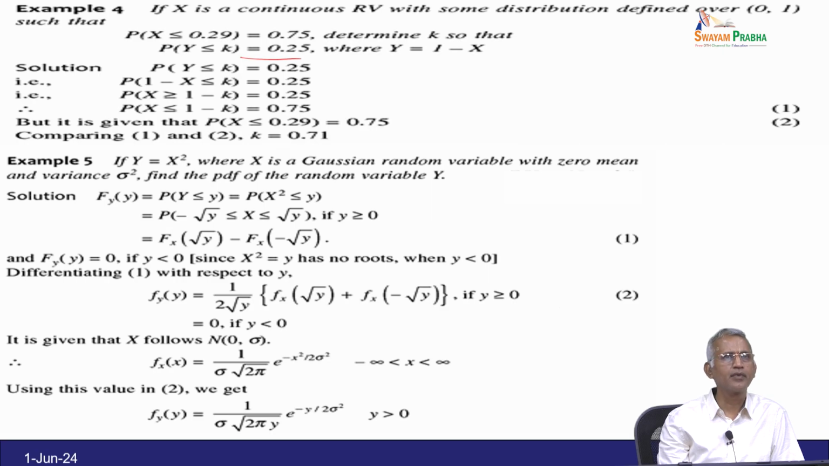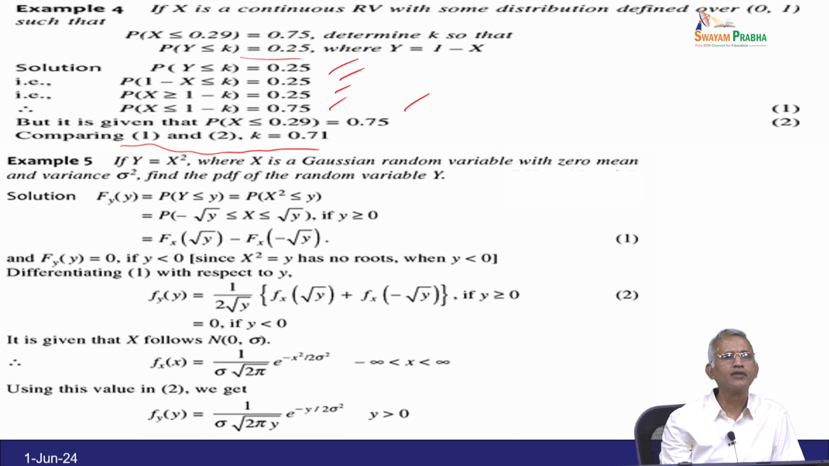So, the solution is probability of y less than or equal to k is 0.25, and therefore, this can be written as capital Y is 1 minus x, because x plus y equal to 1. Therefore, y equal to 1 minus x less than or equal to k equal to 0.25. From this, x is greater than or equal to 1 minus k equal to 0.25. Therefore, probability of x less than or equal to 1 minus k is 0.75. So, probability of x less than or equal to 0.29 is equal to 0.75. So, comparing 1 and 2, we have k equal to 0.71.